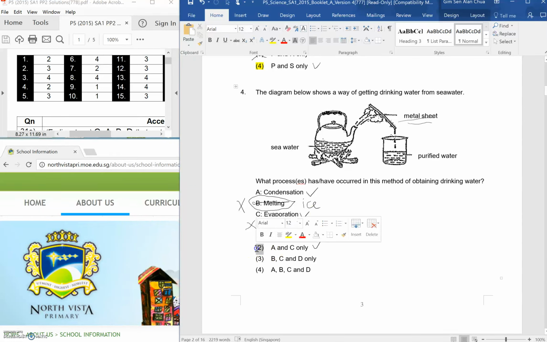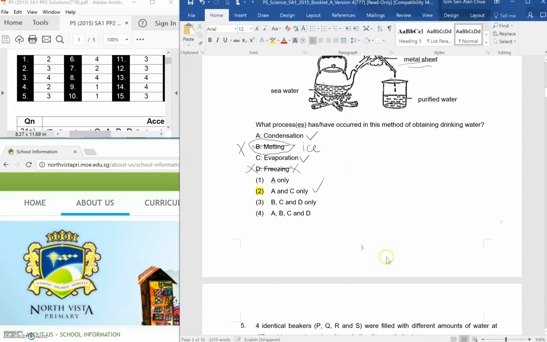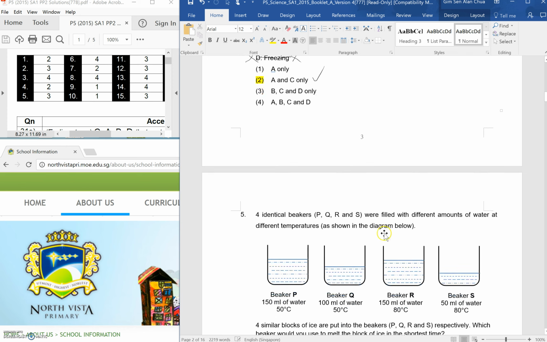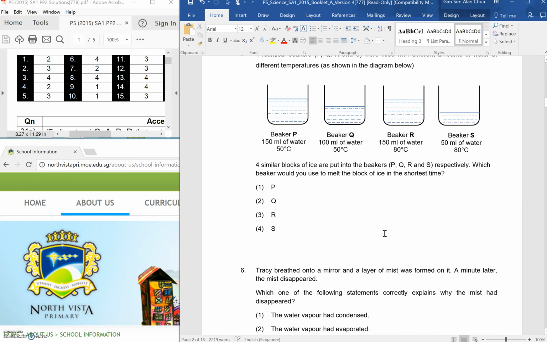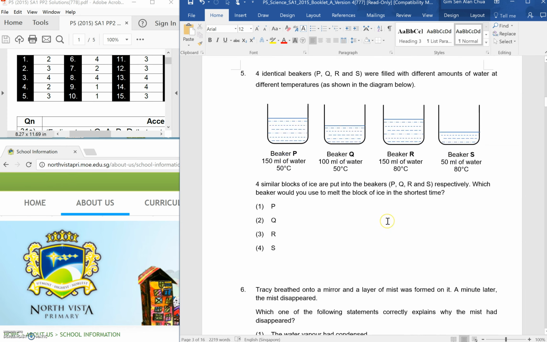Answer number 2. Now notice the power of elimination in solving questions involving MCQ. So 4 beakers PQRS, we're at question number 5, were filled with different amounts of water at different temperatures. Right, the amount of water. 4 similar blocks of ice are put into the beakers. Which beaker would you use to melt the block of ice in the shortest possible time?